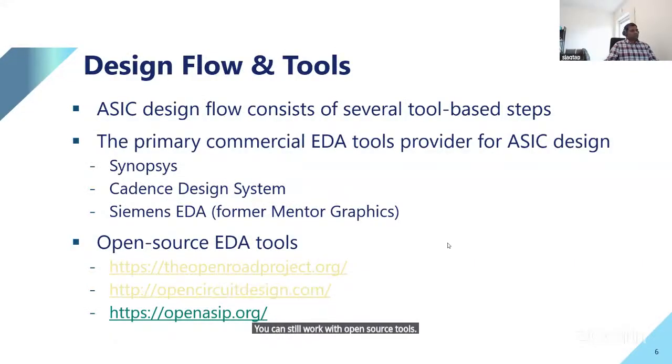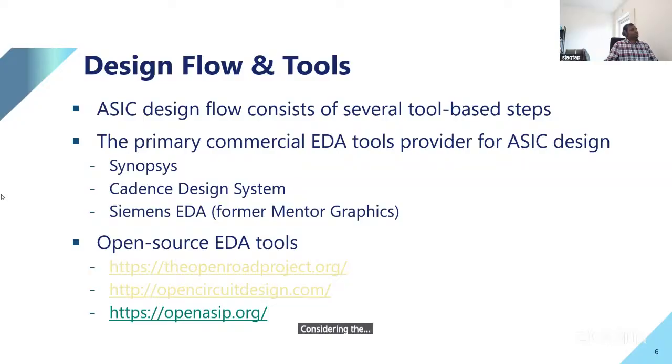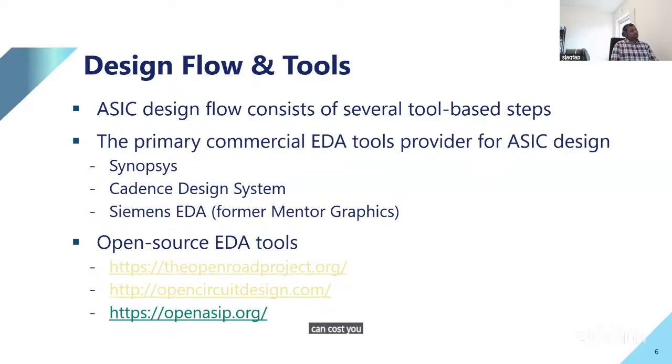And here you can see some more. And in fact, industry is also looking into these open source tools, because considering the prices of these tools, people want to try them out. For example, Synopsys Design Compiler can cost you around $100,000 or $70,000. I know $70,000 was the price around 10 years back. It could be $100,000 now.